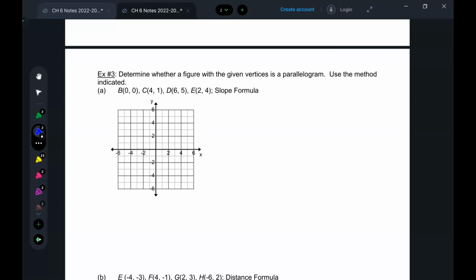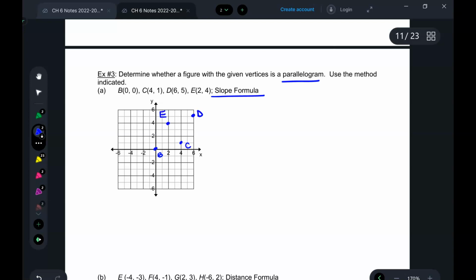Well, this one we're obviously working with a parallelogram now. Okay, so let's first graph it. So we'll start with 0, 0. That's B. Okay, so we're going to be specifically using slope to see. So here's D.